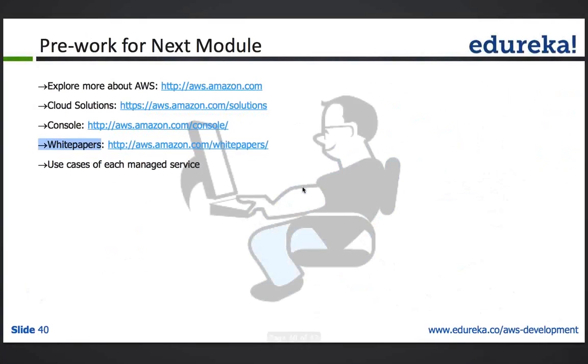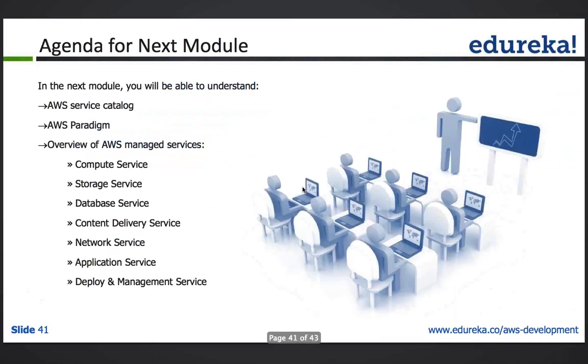If you can do this before tomorrow, but definitely over the next week, this will be helpful. And for tomorrow, this is our plan. We're going to look at the AWS offerings that we just covered today, but in greater detail, especially compute, storage, database, network, application services, and deployment. These are the areas that we're going to focus on tomorrow.